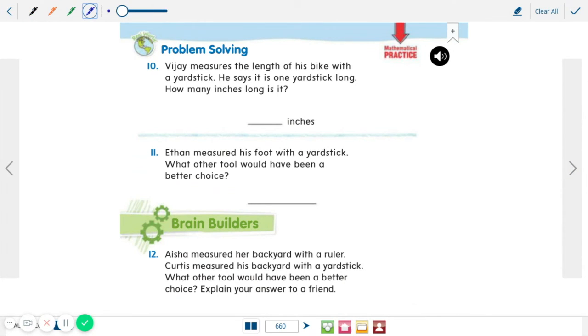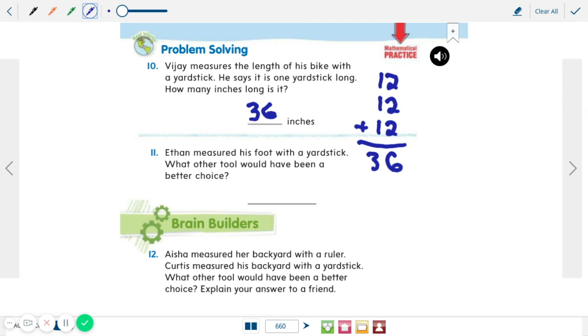sorry, let me just get my pen. A foot is 12 inches, so we need 3 feet. So 12 plus 12 plus 12, and we can add those all up. 2 plus 2 plus 2 is 6, and 1 plus 1 plus 1 is 3. So a yardstick, which is equal to 3 feet, is 36 inches long.